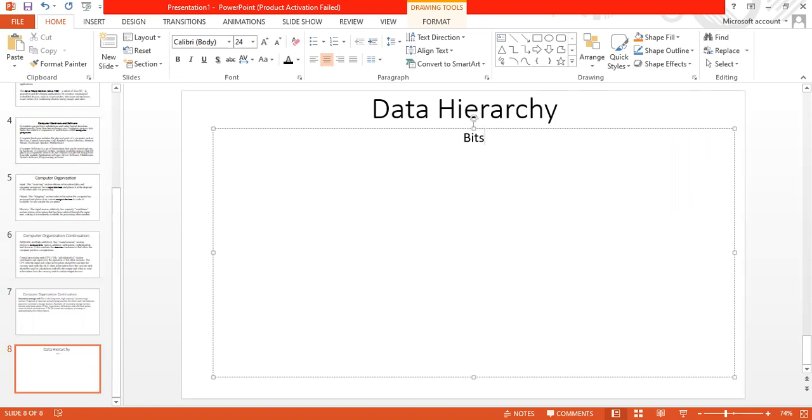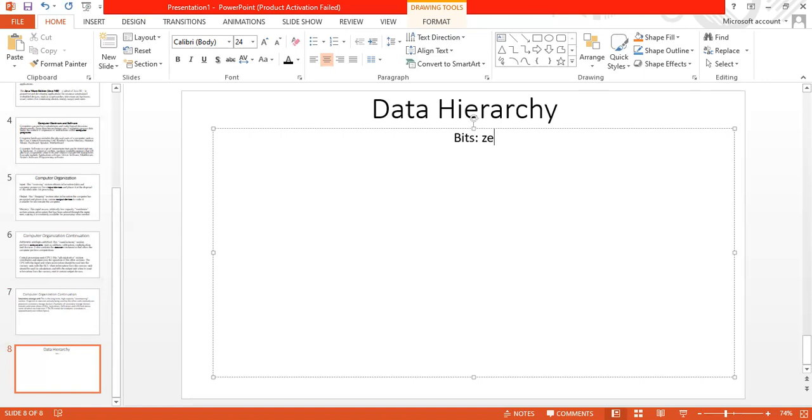Like I said earlier on, they are known to be the smallest. They are the least. So we can assume them to be what? Zeros and ones. They are zeros and ones in value. So bits are zeros and ones in value.